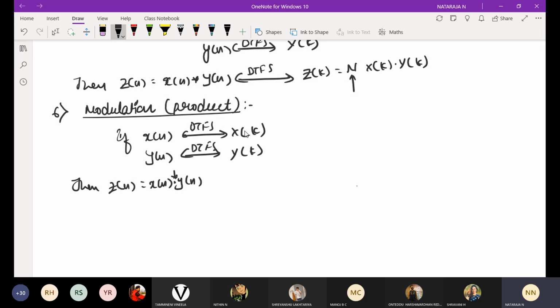What is the difference between this? This is product and this is convolution. The star symbol represents convolution. This is a product. Don't confuse. With respect to DTFS, z of k is equal to x of k into y of k.